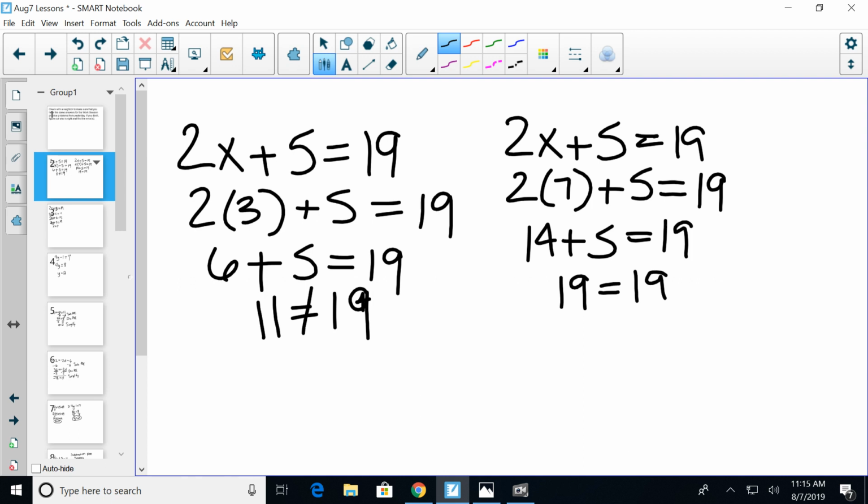What's your solution? No, that's the method you had to use, but you didn't tell me what the solution was. You just put up your guesses. You're missing your solution statement. That's your justification statement. Somebody help her out.